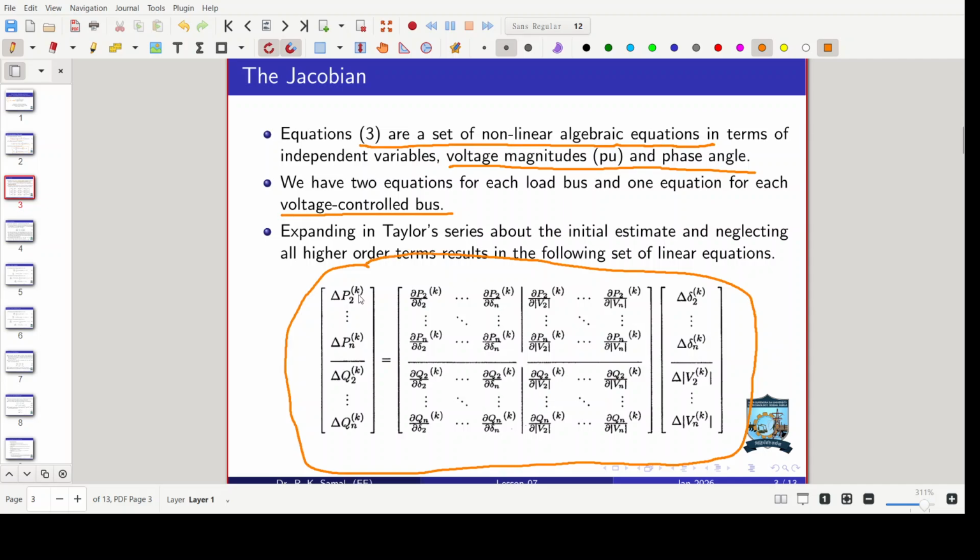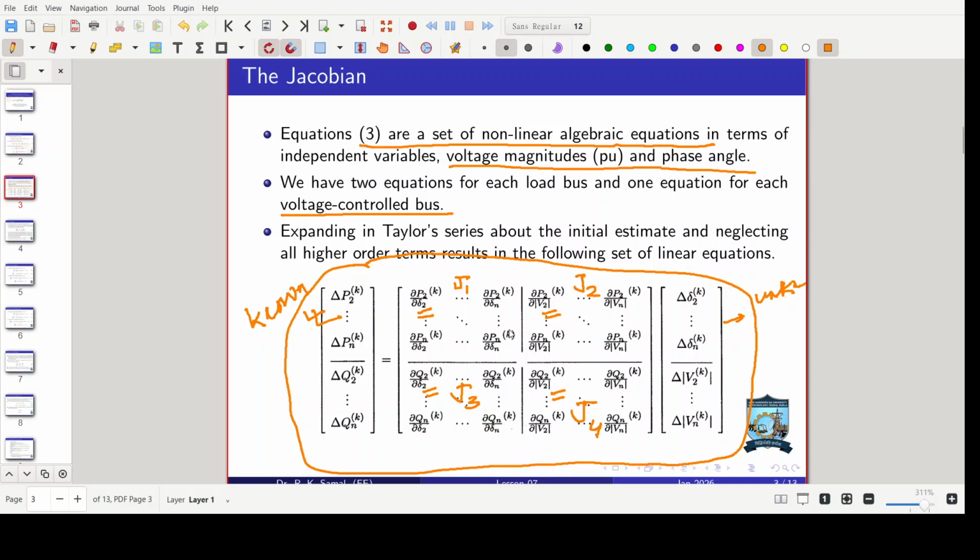As you see here, these are the known quantities. These are unknown. And this is the Jacobian. If you can see, there are four different parts of the Jacobian. You can say this is J1: variation of P with respect to the load angle, variation of P with respect to the voltage, variation of Q with respect to the load angle, and variation of Q with respect to the voltage. Now these are named differently, suppose J1, J2, J3, J4, or H, L, M, N and so on.